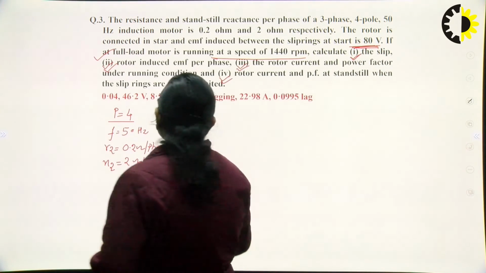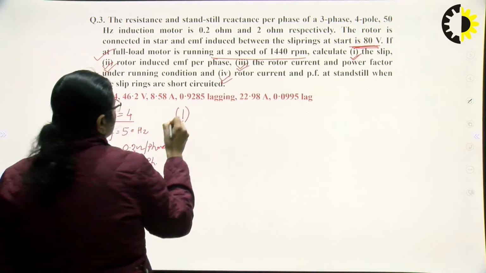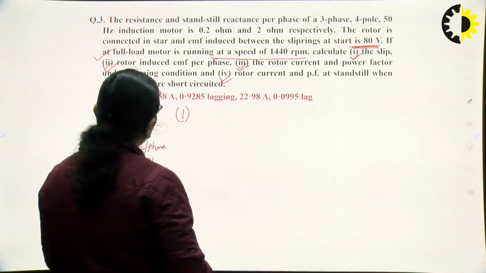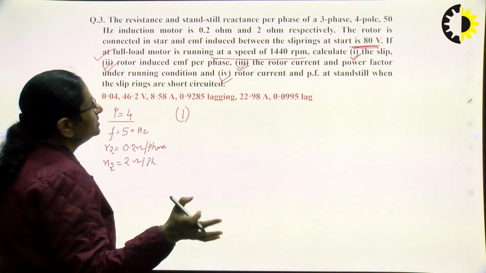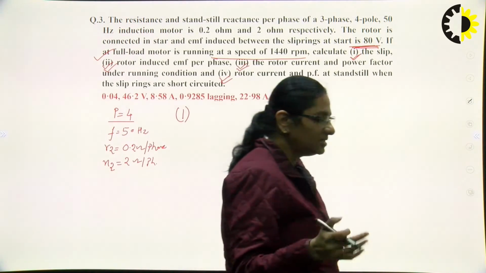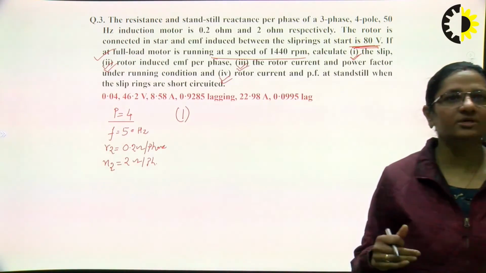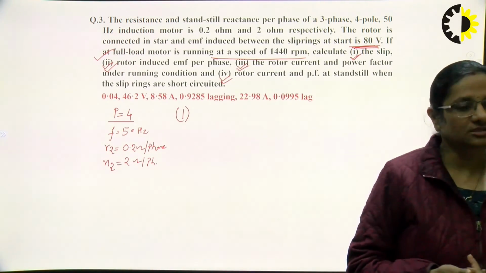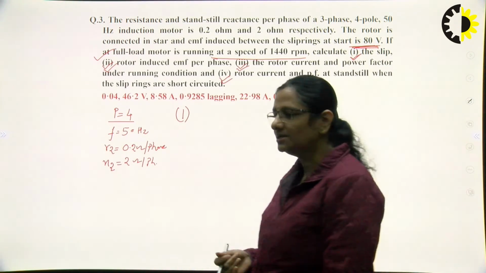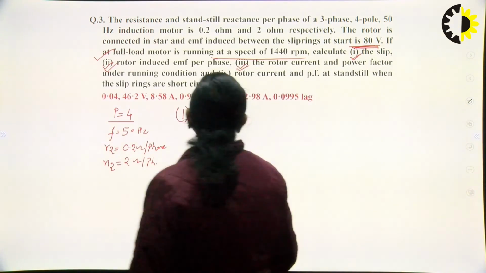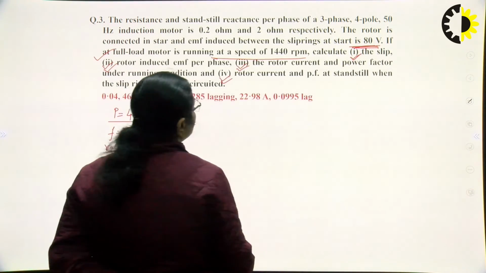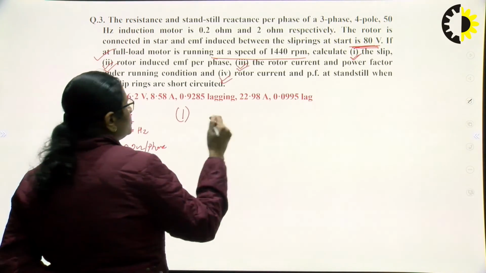Let us start with the first part of the question. We need to determine the operating slip of the machine, the rotor induced EMF per phase under running condition, the rotor current and the power factor, and the rotor current and power factor at standstill condition as well. Standstill condition is the condition when operating slip S of the machine is equal to 1. So first, let us solve the first part of the question.